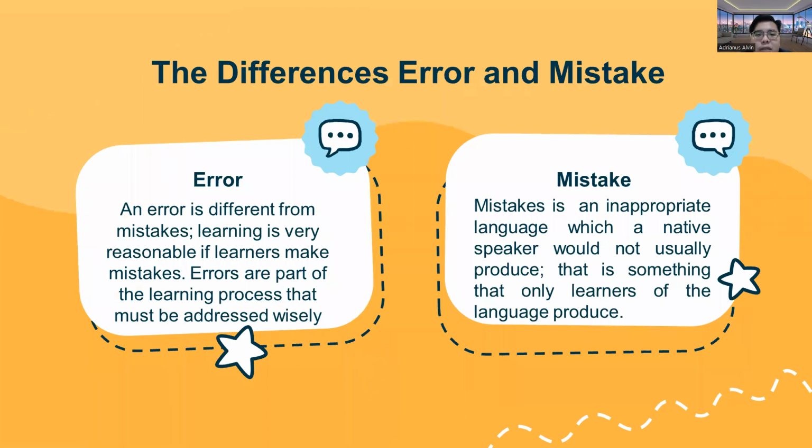And the differences between error and mistake. An error is different from a mistake, and learning is very reasonable. If a learner makes a mistake, errors are part of the learning process that must be addressed wisely, and it is essential in this study to make a distinction between error and mistake. From the definitions above, the writer concludes that mistakes are just slips that the learner forgets to correct, and in contrast, an error is a deviation made by the learners because they do not know the rules and make it repetitively.